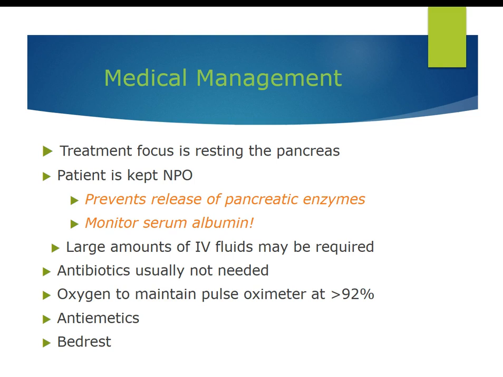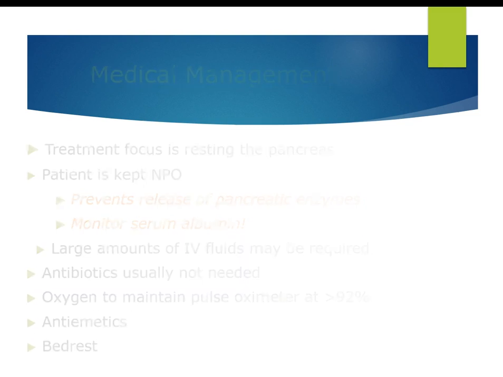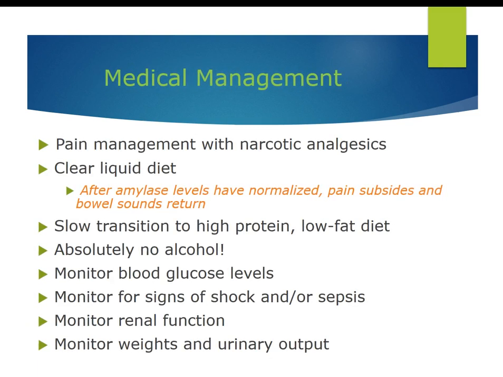Typically, this is not an infectious process, so antibiotics are not ordered unless there is evidence of peritonitis or SIRS. With the possible compromise to the lungs secondary to a pleural effusion, oxygen may need to be administered to maintain the pulse oximeter at greater than 92%. Another main focus is pain management with opioid narcotics. It is most preferred that the patient be placed on a PCA pump to best manage their own pain.